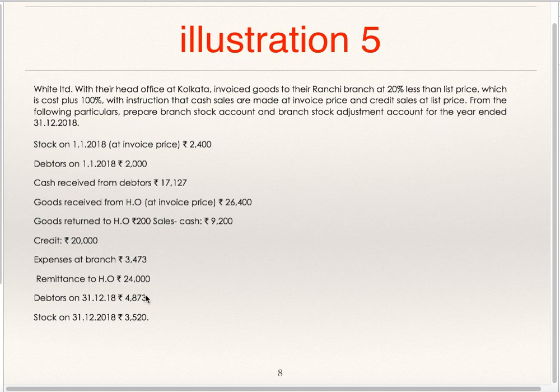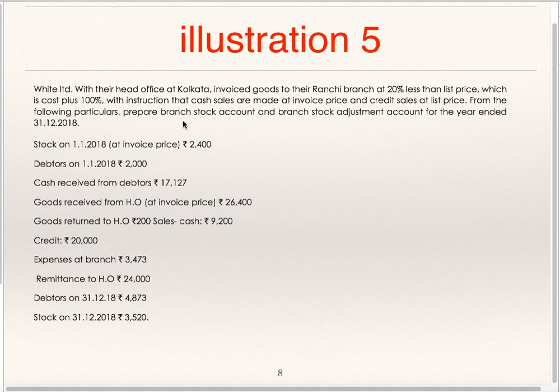Remittances to head office. Closing debtors. Closing stock. Will assume it is at invoice price. Now opening stock loading will be credited to adjustment account. Goods received from head office loading will be credited to adjustment account. Goods returned to head office loading will be debited to adjustment account, and closing stock loading will be debited to adjustment account. Now we'll see the solution.